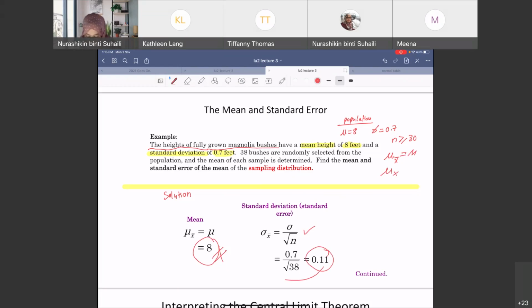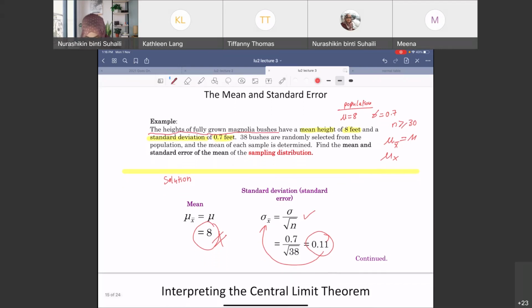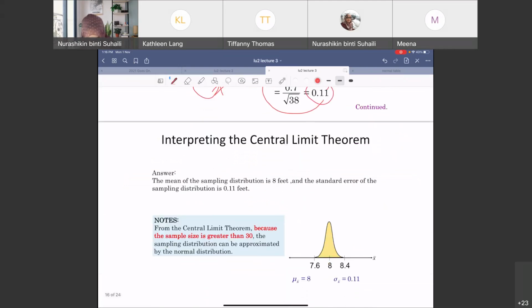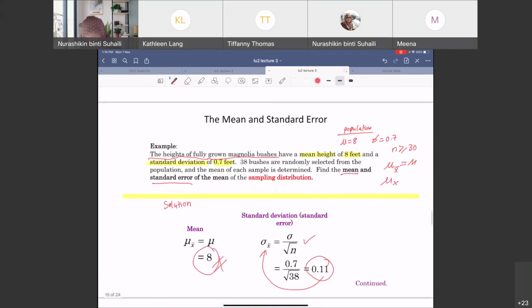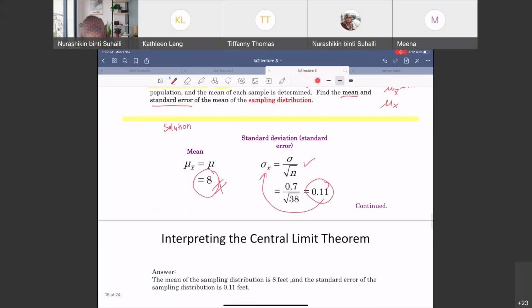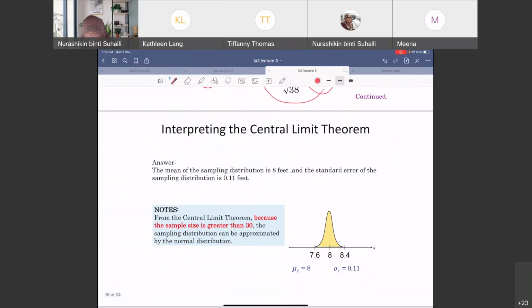and this value refers to the standard deviation of the sample means, because our concern now is the sample means. I hope you can get it. The question asks to find the mean and standard error, and that's the only question. This part is just additional.